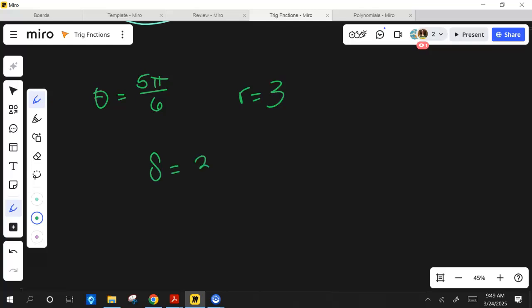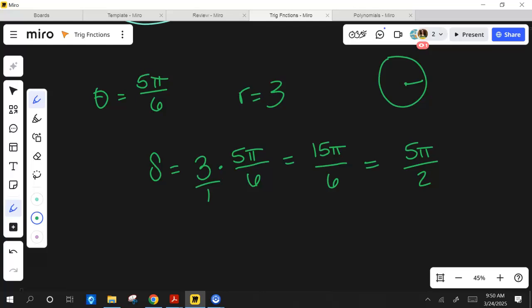S equals R times theta. Theta is already in radians, so I don't have to worry about converting it over. Now, what I'll have to do is multiply and simplify. I can divide them both by 3. So 5 pi over 2. So that means my length around whatever this theta is, 5 pi over 6, that means this length is 5 pi over 2.